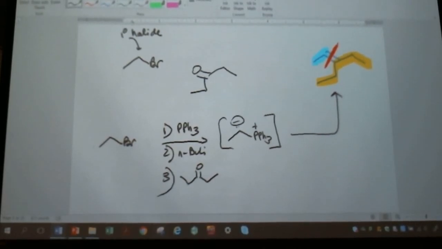Yeah. I'm confused where all the carbons highlighted in yellow came from.